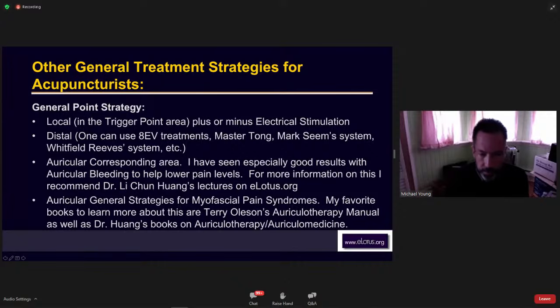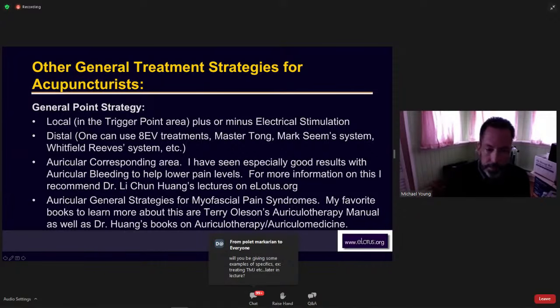Then let's see, general strategies for myofascial pain. Terry Olson's, I like his book. I like Dr. Huang's books, and then Terry Olson's books. I wish that they had collaborated, because Dr. Olson mapped out the ear and shows the hidden parts of the ear better than any Chinese or other book I've seen. And yet Dr. Huang has the substance and the content. Some of her maps I don't find that useful, but obviously they didn't work together. But I recommend them both.